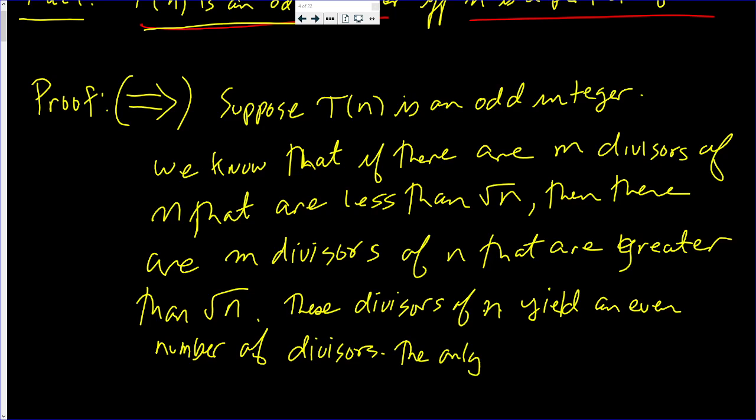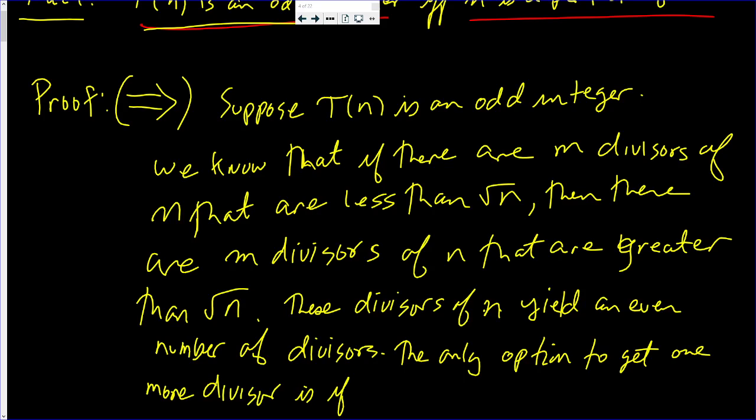The only option to get one more divisor is if the square root of n divides n. That is, the square root of n is m, or n is m squared.